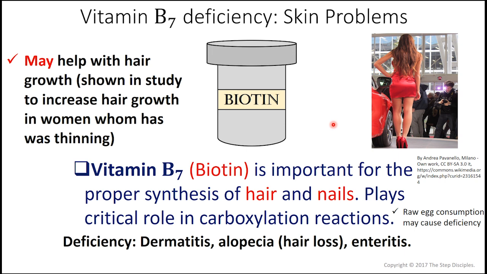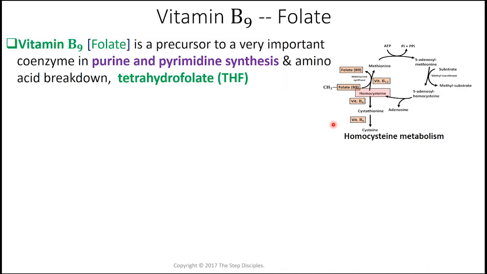Raw egg consumption may cause deficiency. So it turns out that there's a protein in raw eggs called avidin that will actually bind to biotin and prevent then the absorption of biotin from the GI tract. And obviously then that may cause a deficiency. Treatment, eat some fish or some meat.